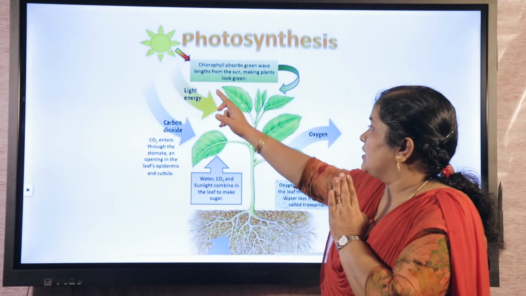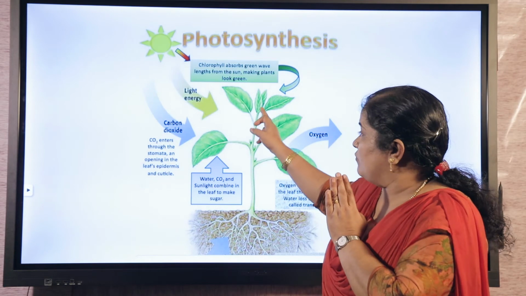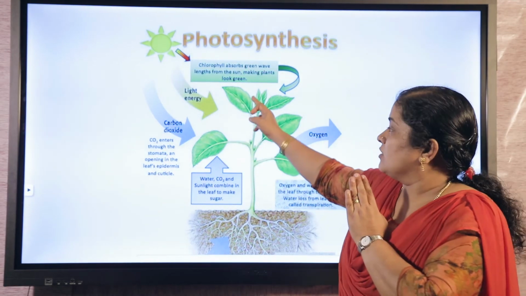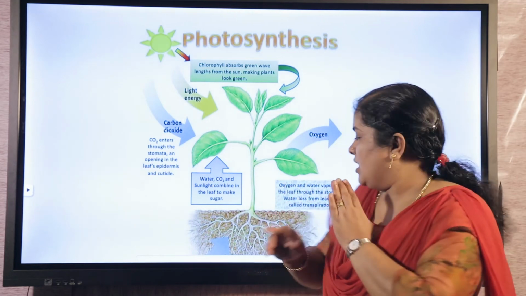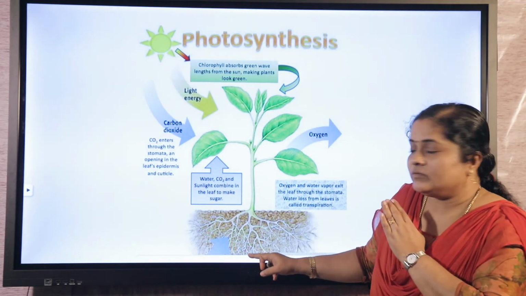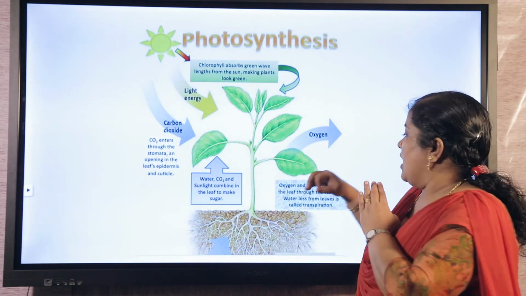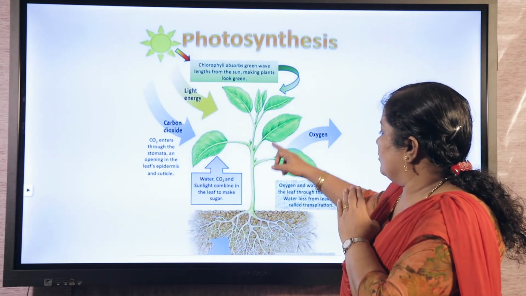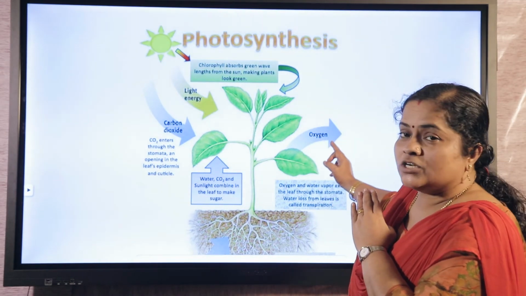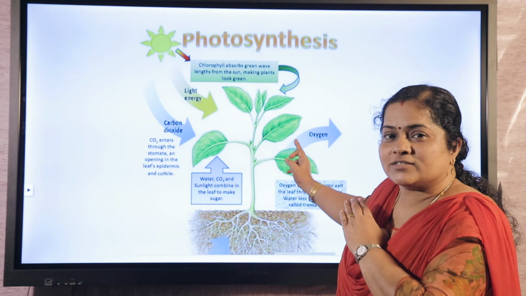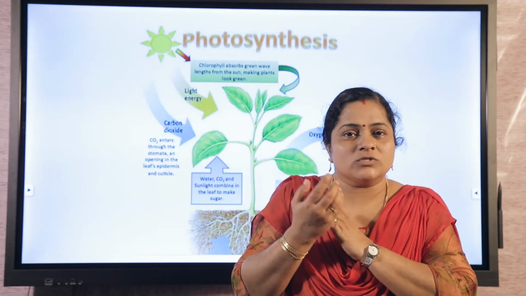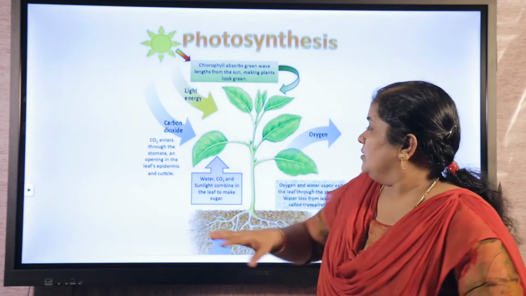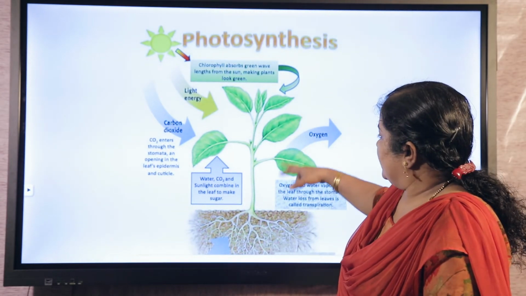The first one, sunlight. What is helpful for the trapping of the sunlight? Chlorophyll. Then carbon dioxide comes through stomata, and water and minerals are absorbed through the roots. And at the time of photosynthesis, what is given out? Oxygen. This oxygen, we human beings and all other living organisms use at the time of breathing. Okay, at the time of respiration.